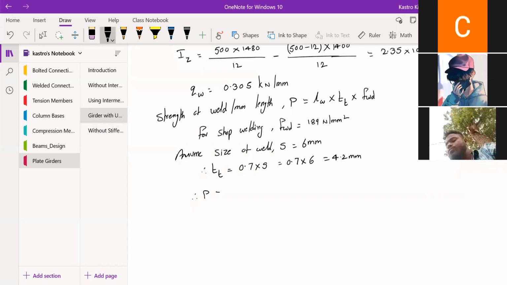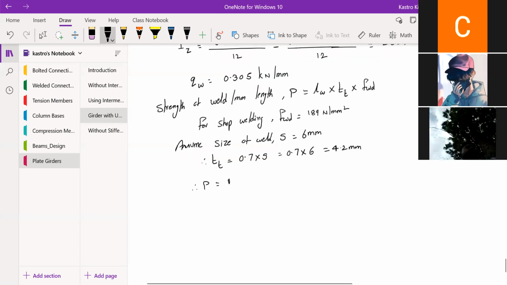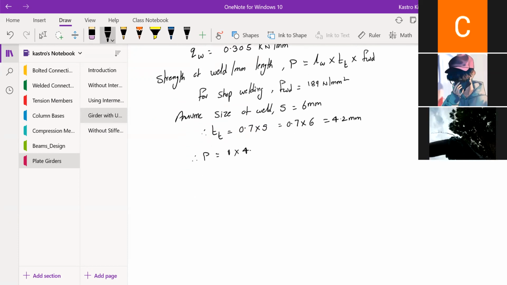So therefore, capital P equals to LW, that is length of the weld, into throat thickness into FWD value. So here, what is the LW value? You're calculating it for 1 mm length. That's what I have written. Strength of the weld per 1 mm length. So length of the weld, I'm taking it as 1 mm into throat thickness is 4.2 and FWD is 189. Why 189? When you are doing shop welding, the value of FWD is 189. So that will be 0.749 kilonewtons per mm.